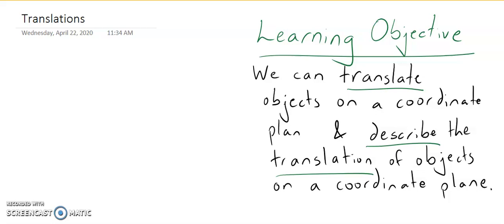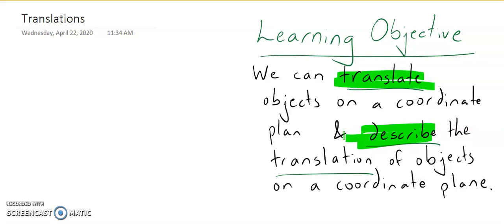So our previous transformations intro did an overview of our three big transformations, and this is the first one, which is known as translations. Our learning objective for this video, you can see it on the right, is that we can translate objects on a coordinate plane, and that we want to be able to describe how things are translated for the objects on a coordinate plane.